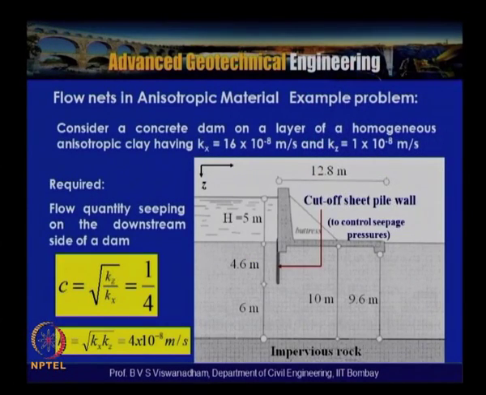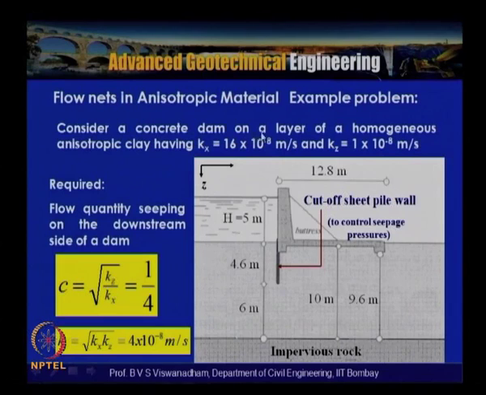So let us look into this example problem, wherein we have a concrete dam with buttress retaining a head of water of 5 meters. This is the downstream side and this is the upstream side, and this is the vertical scale and this is the horizontal scale. The horizontal length here is 12.8 meters, at this point it is 9.6 meters, and at this point it is 10 meters, and this is called the cutoff wall. Basically, this is provided to direct the flow and reduce the uplift pressures.